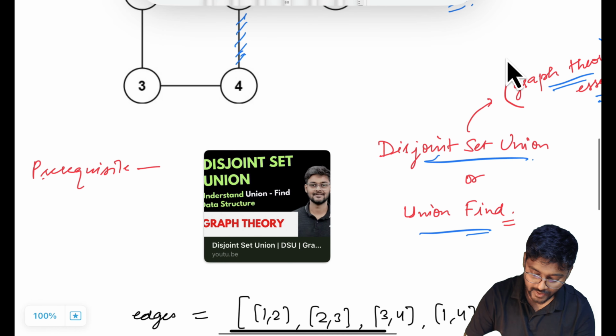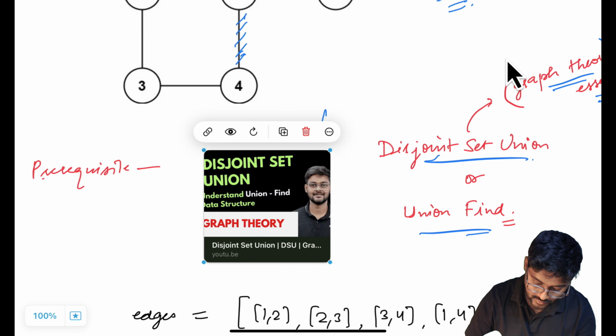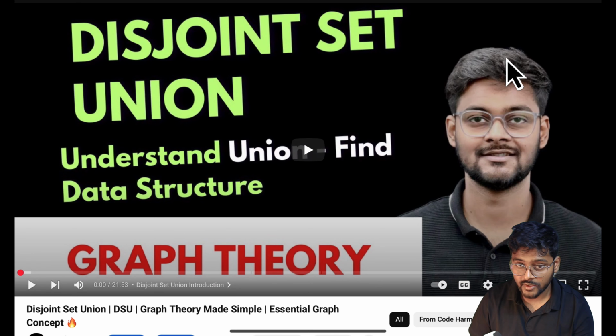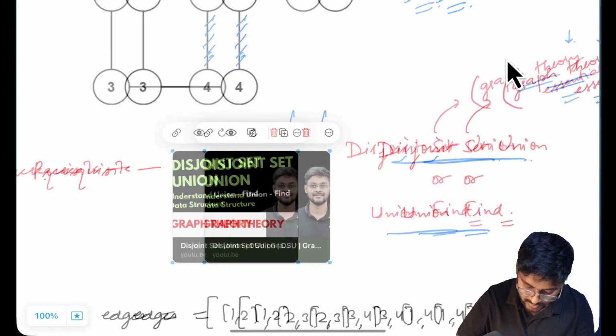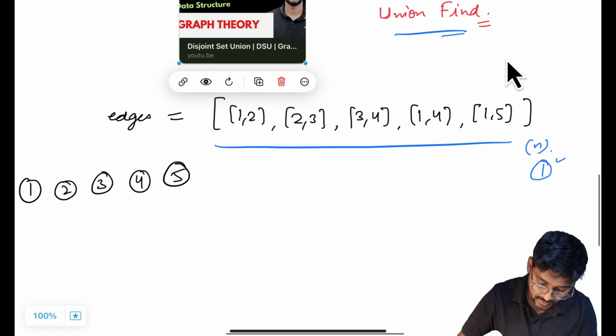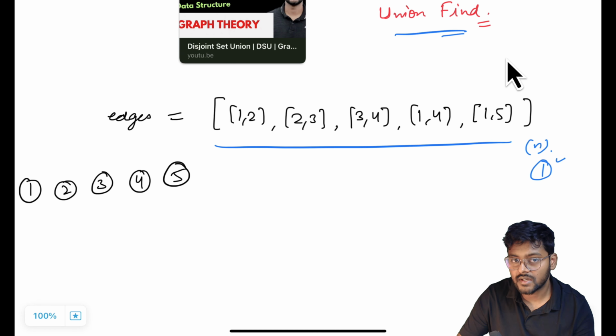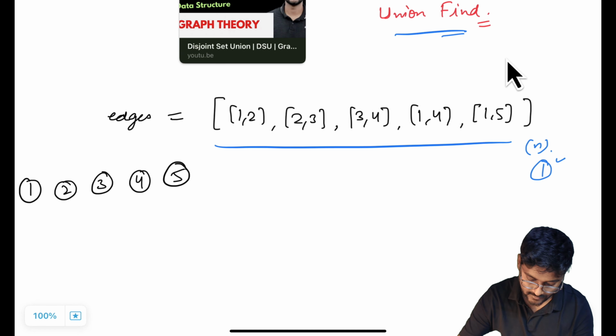I have already prepared a video on disjoint set union. It's a very detailed video covering every basic thing. So if I just open it, you can watch this video and get an understanding of the disjoint set data structure, and then you can continue from here. Now I assume that you have some understanding of the disjoint set data structure.